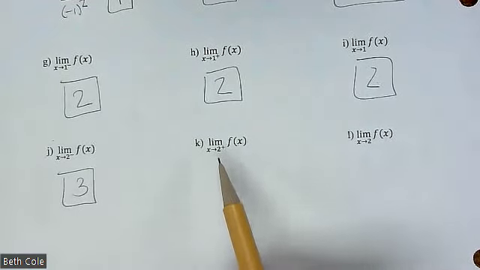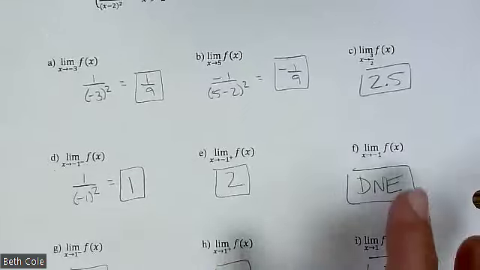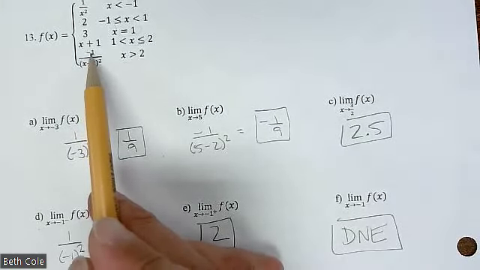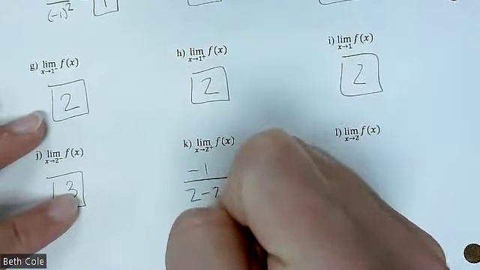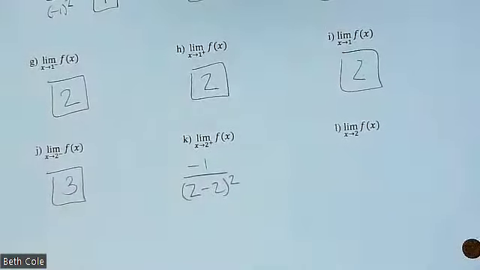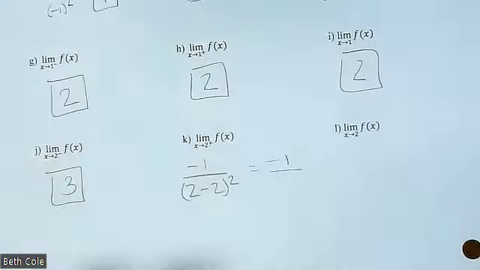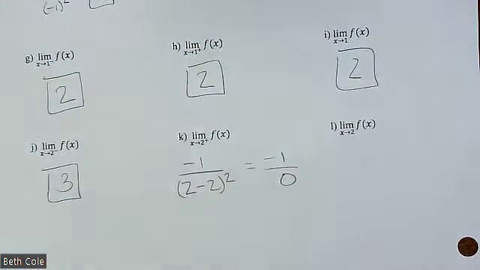2 from the right. Which piece involves numbers to the right of 2? Last one. So we're going to plug 2 into the fifth one. So you're going to have -1 over 2 minus 2 squared. Now that actually ends up being an issue because that's going to give you -1 over what? 0. That is an undefined slope.